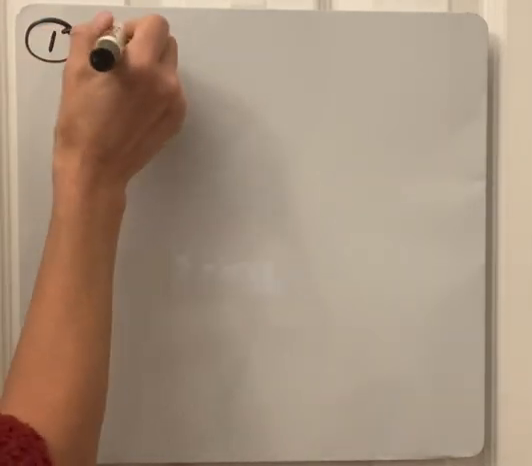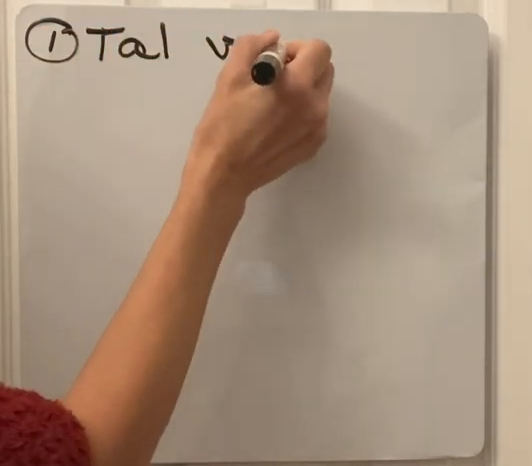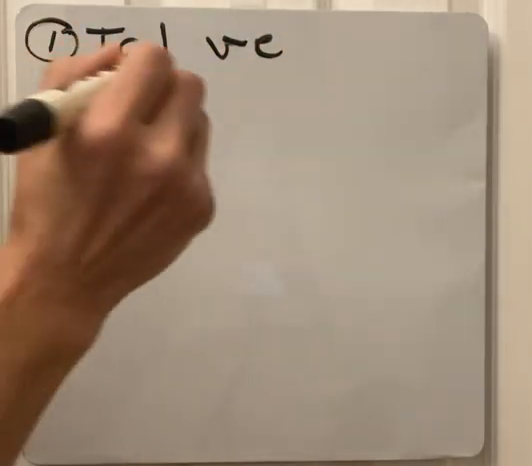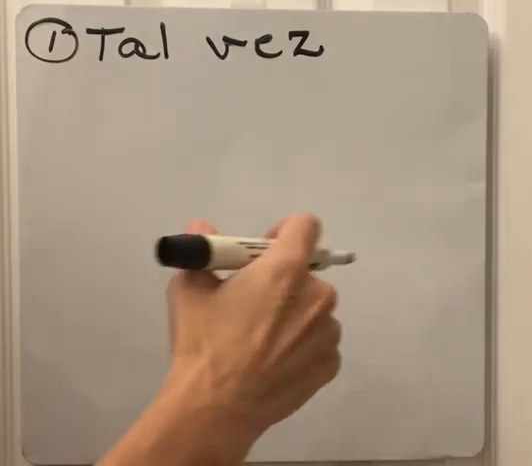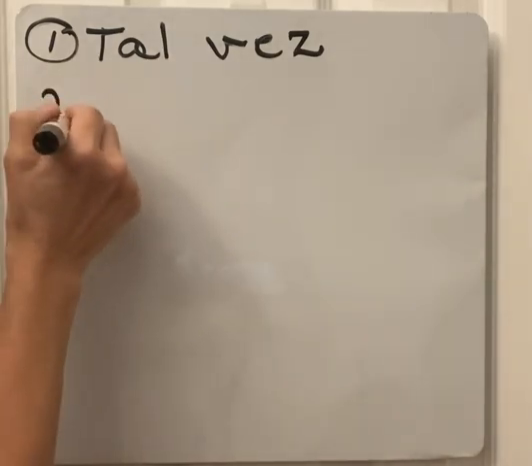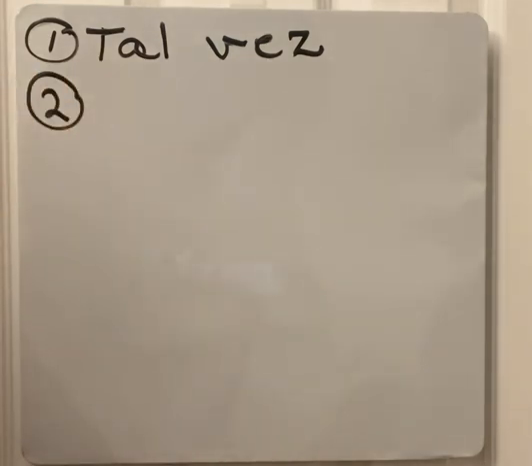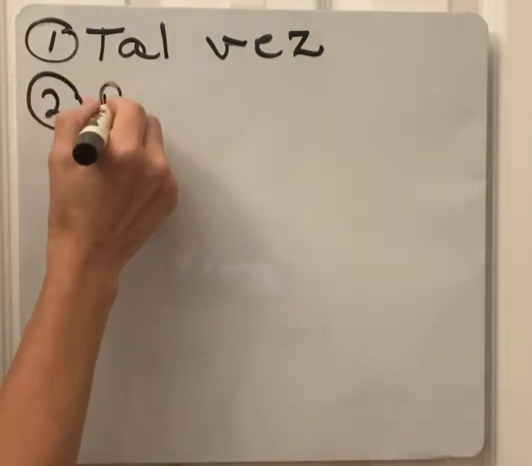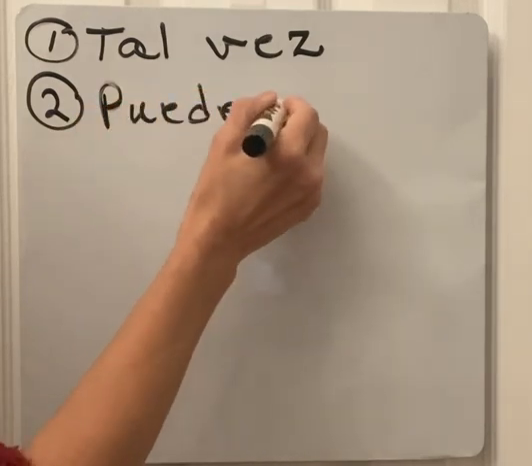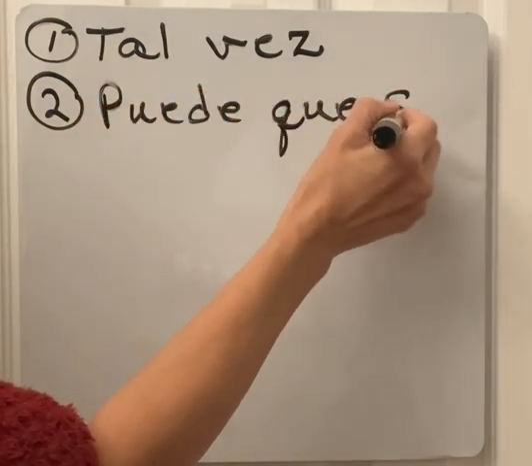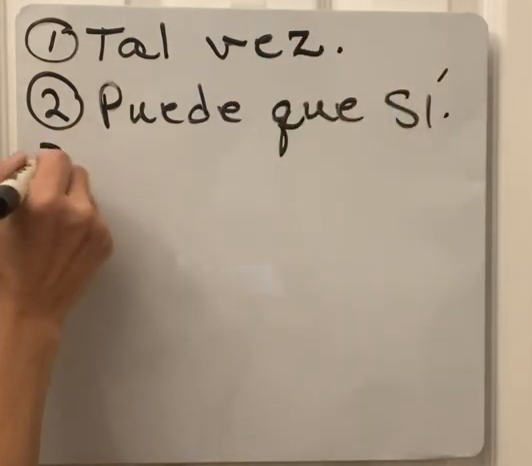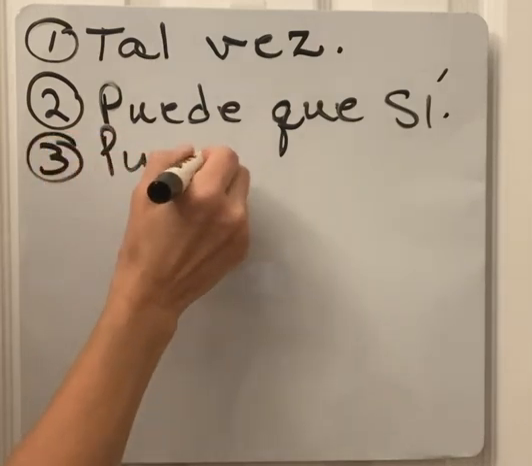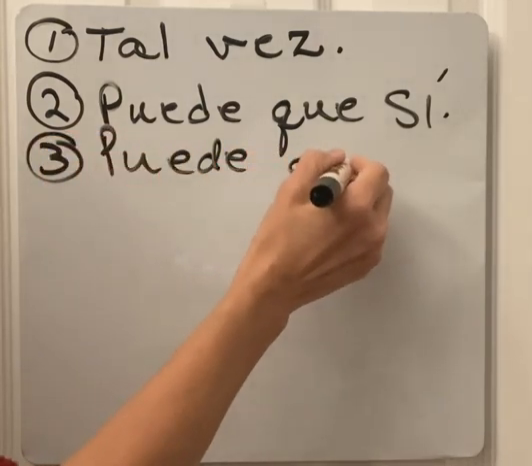One of them is tal vez. That's one way to say maybe. Another way to say it is puede que sí. Another way of saying it is puede que no.